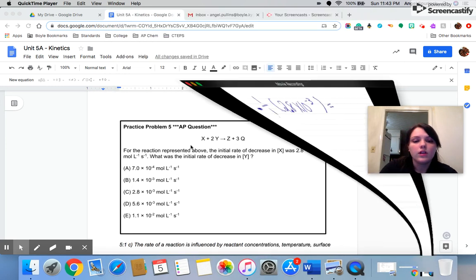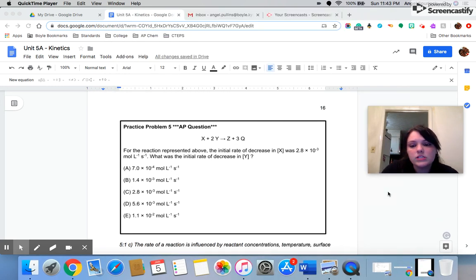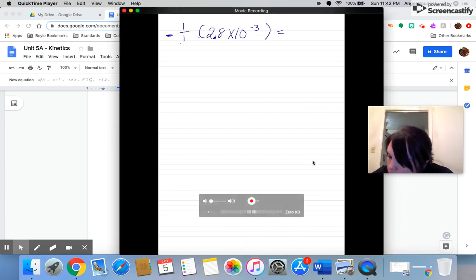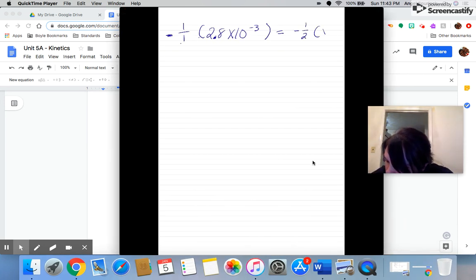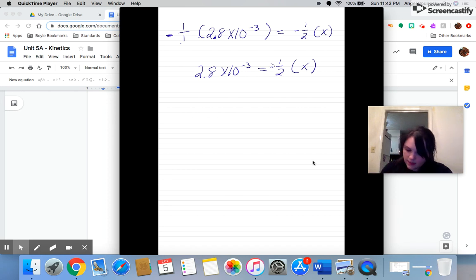Then we have a negative because we're still looking for the rate of decrease of Y. It's going to be negative 1 over 2. And that's going to be X because that's what we're solving for. So this one kind of just cancels out. We just get left with 2.8 times 10 to the negative third is equal to 1 over 2 times X. And this is a negative because it's rate of decrease. Algebraically, we're going to get 5.6 times 10 to the negative third is equal to X, right?